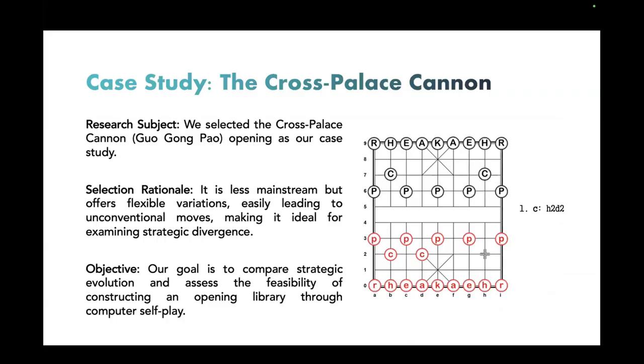Moving on to our case study, we selected the cross-palace cannon as our primary research subject. The rationale for this selection is clear. While it is less common in mainstream play, its variations are highly feasible. This easily leads to unconventional move and board structure exploration, making it an ideal candidate for examining the strategy divergence between human and AI. Our objective is ultimately twofold.